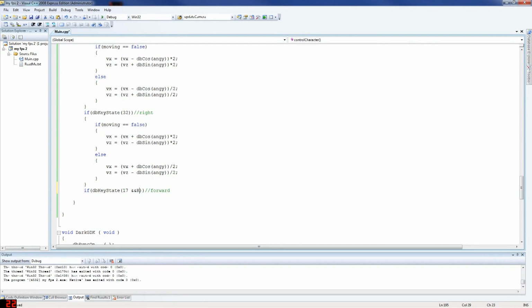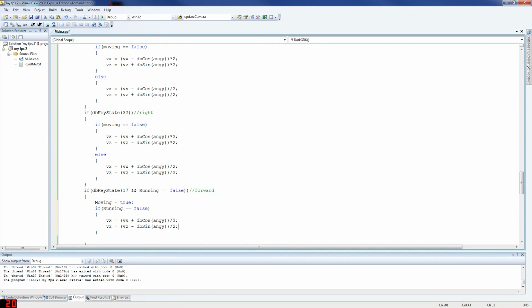and running equals false. So if he's pressing forward and he's not running, that means shift isn't being pressed, and therefore you move him at normal speed, nothing special. So moving equals true. So now we know that he's moving equals true. Now if running equals equals false, then you do these two.